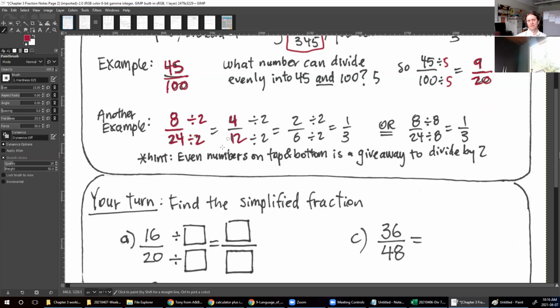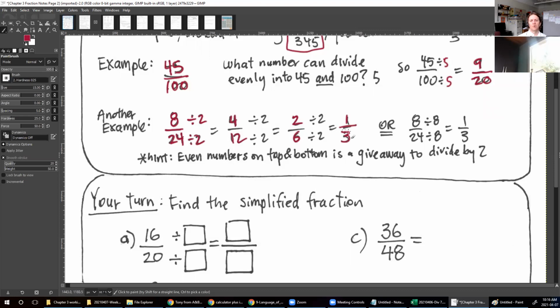Well, wait a second, I can simplify it some more. Because they're both even, I can divide by 2 again. So I'm going to divide by 2 again. 4 divided by 2 is 2, and 12 divided by 2 is 6. Cool, it's simplified, but I can go one step further. Both even, so I can divide by 2 again. 2 divided by 2 is 1, and 6 divided by 2 is 3.